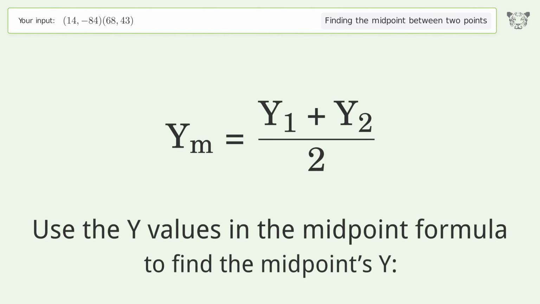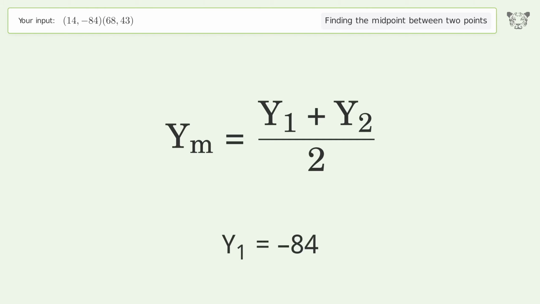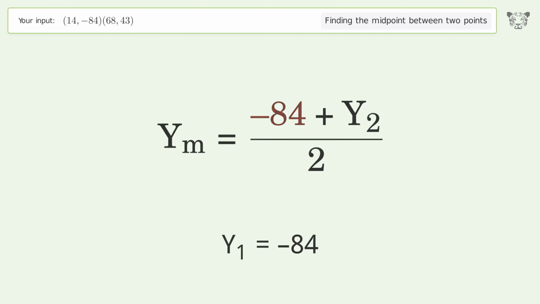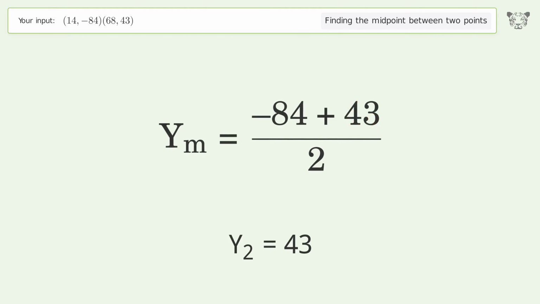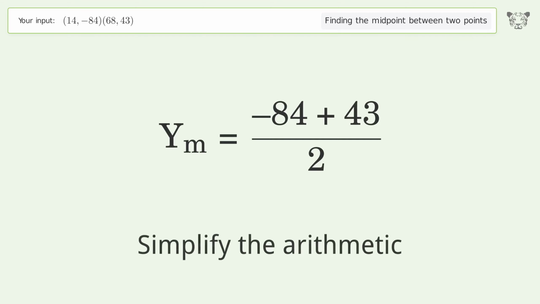Use the y values in the midpoint formula to find the midpoint's y. y1 equals negative 84. y2 equals 43. Simplify the arithmetic.